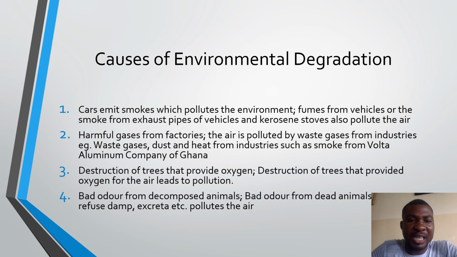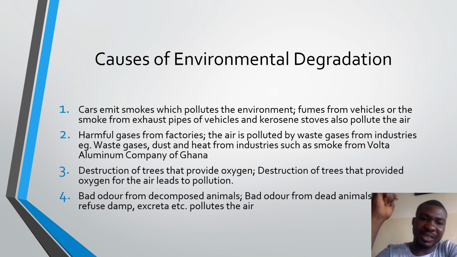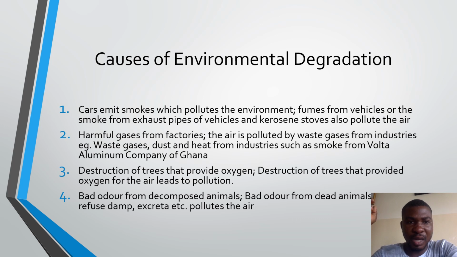Two, harmful gases from factories. Our various companies, our various industries produce waste products, that is smoke coming from the chimneys. Smoke coming out from the chimneys pollutes the environment. We have aluminum companies, Volta Aluminum Company Limited of Ghana, that is VALCO. They are also one of the industries that emit smoke into the atmosphere. So we have waste gases, dust and heat from industries.